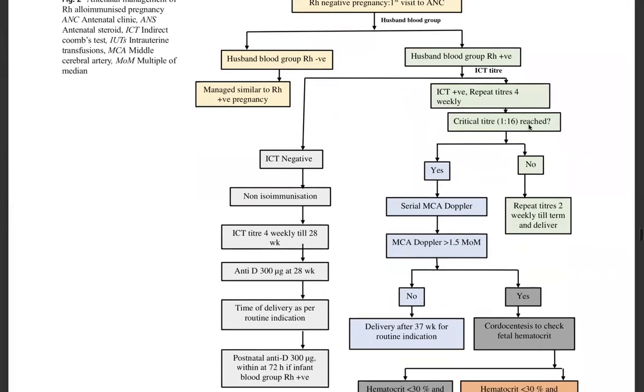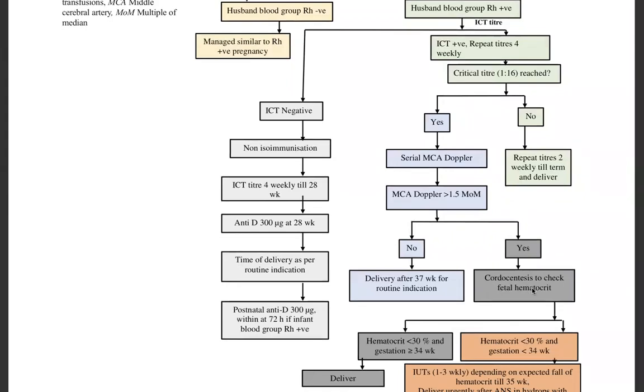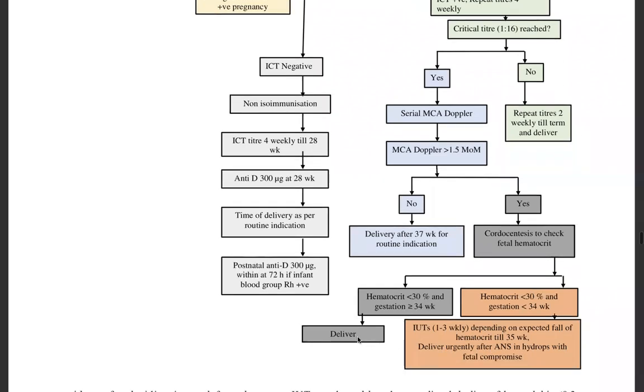If she is isoimmunized, check whether her titers reach 1:16 or not. If there is no rise to 1:16, then monitor the titers 2 weekly till term and deliver at term. If it reaches the critical titer, then do an MCA Doppler of the fetus. If the MCA Doppler is more than 1.5 multiples of median, then you have to check the fetal hematocrit. If the fetal hematocrit is less than 30 and the gestation is more than 34 weeks, deliver immediately. Don't wait because lung maturity has occurred. Deliver and manage postnatally. That will come in the next flow chart.